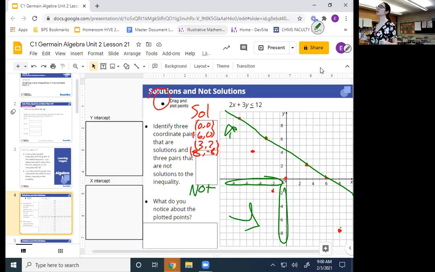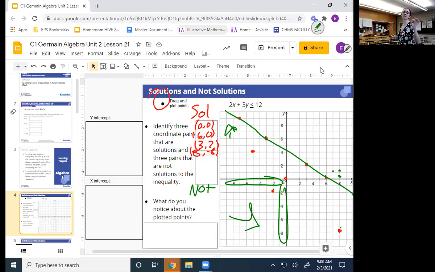So who can give me one coordinate point that is not a solution? Nice job, Gabe. Gabe said 8, 1. Ian, can you unmute? Can you tell me a point that would be not a solution? I said 8, 0. 8, 0, very good. Gabe said another one, 7, 1.